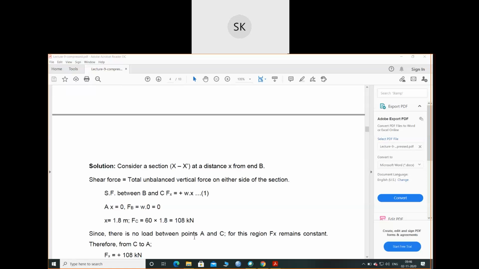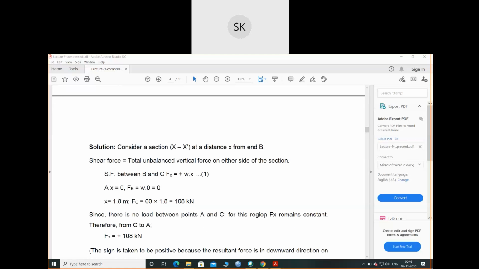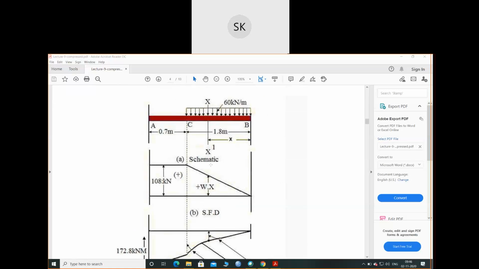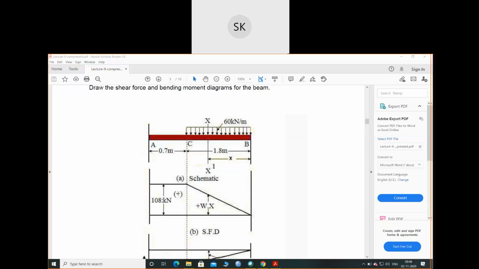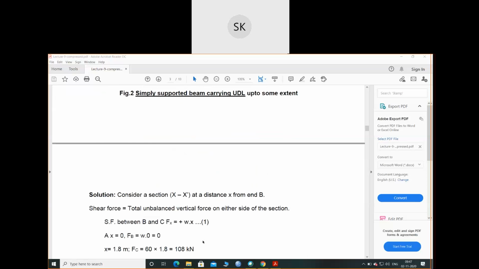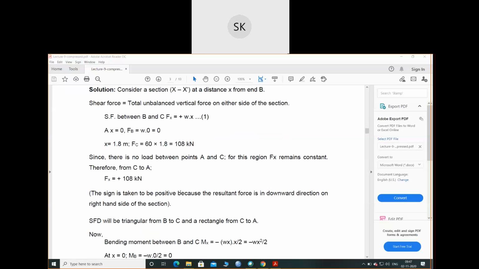Since there is no load between point A and C, for this region Fx remains constant. Whatever shear force we got at the C position, the same shear force will continue from this to this, as there is no load. So same 108 kilonewton. The sign is taken to be positive because the resultant force is in the downward direction on the right hand side of the section.